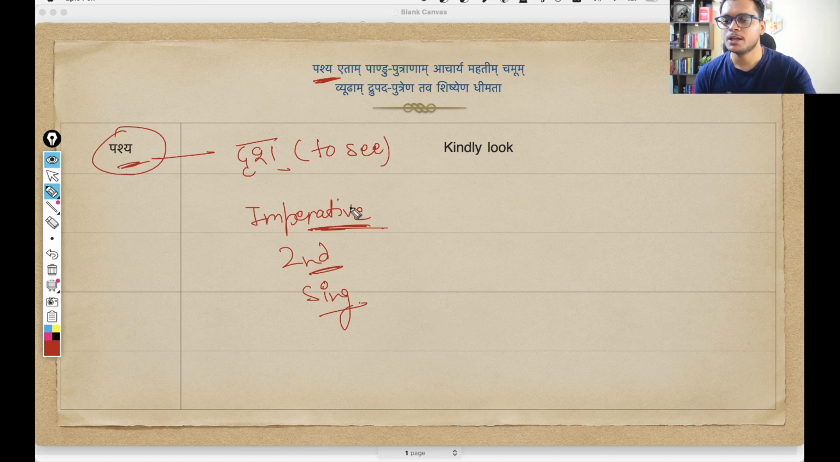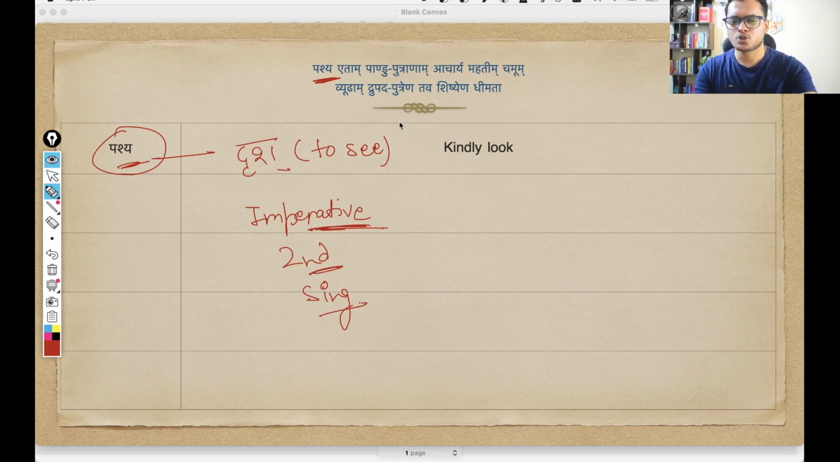Suppose you tell someone, you study. When you say it like this, it is like a command that you give your student or someone else. It is an order. But you can also say this as a request: please study, kindly study. So now you are making a request. Here Pashya is in imperative mood, which is used when we want to make a command or a request. How we differentiate between the two is based on the context.